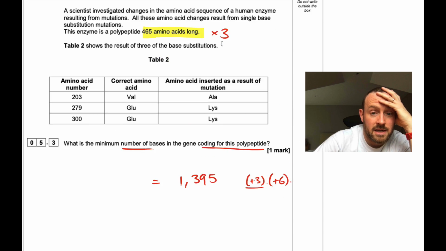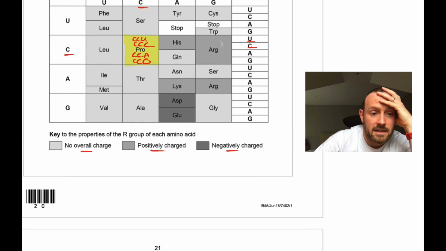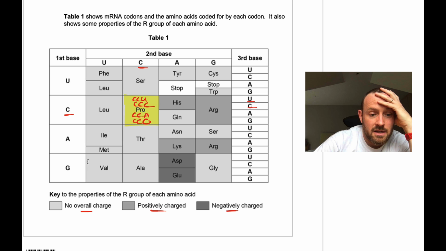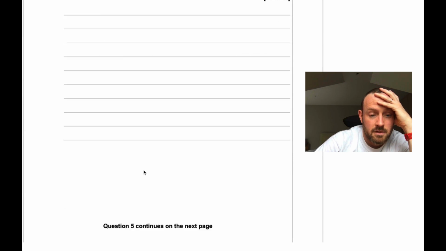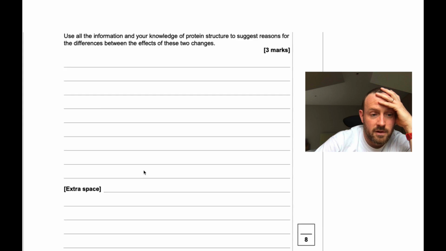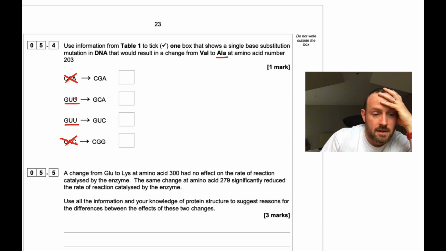What about changing to alanine? What's the code for alanine? We go back up, we look at the code for alanine. Alanine is GC something. So we go down and we try and find GC something. This is it, GCA. Okay, so this is the answer there.